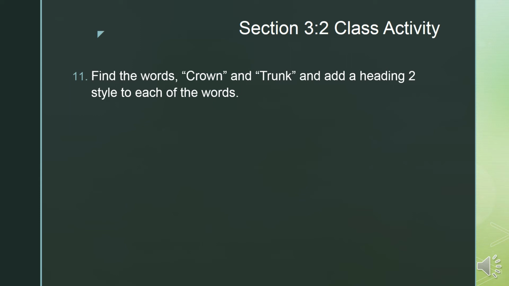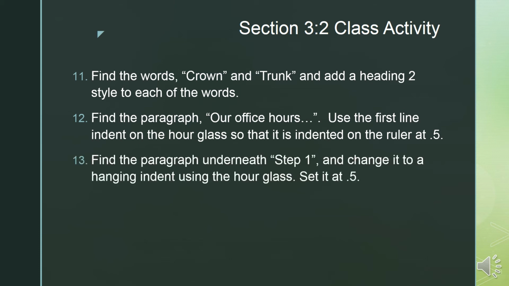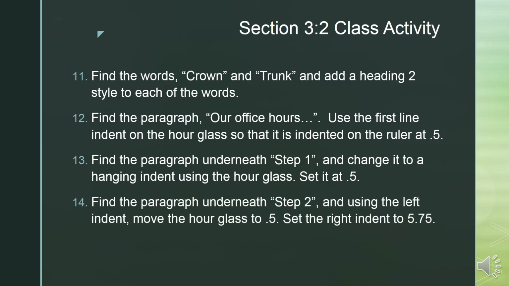Find the words crown and trunk and add a heading style to each of these words. Find the paragraph Hour Office Hours. Use the first line indent on the hourglass so that it is indented on the ruler at point 5. Then find the paragraph underneath step 1 and change it to a hanging indent using the hourglass. Set it at point 5.